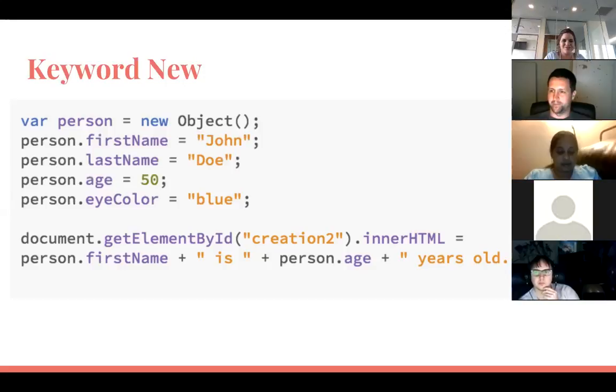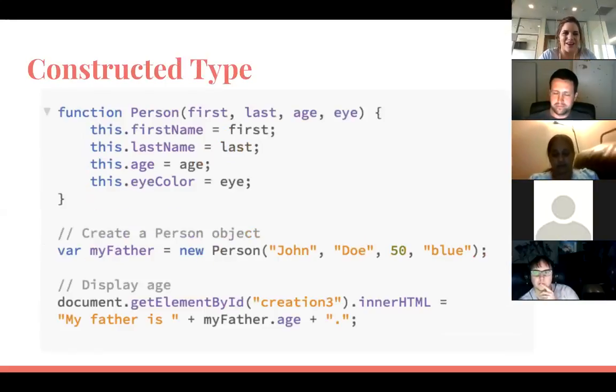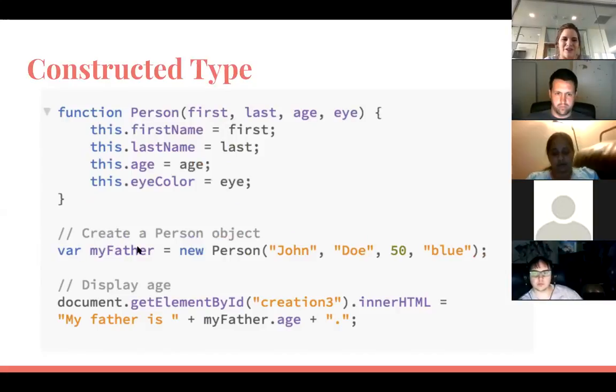Cool. All right. Okay, so then you can also use a constructor. Down here we have our create a person object, and we're saying my father is a new person. We've already declared a person object up here as well, so we're just creating another person object and calling it my father.